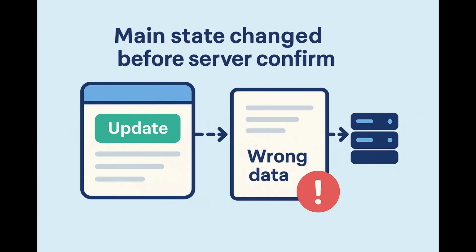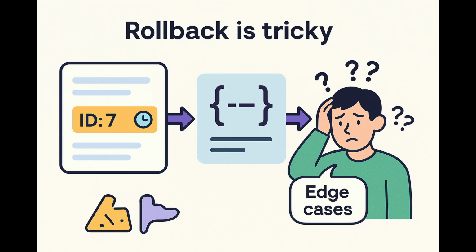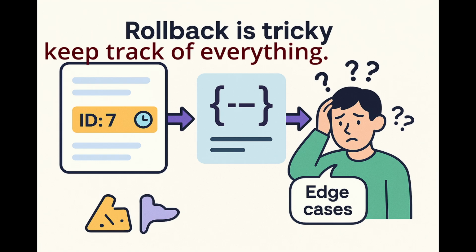Now there are a few drawbacks to this. First, you change the main state before the server confirms. If another part of the app is reading that state, it might show the wrong data for a moment. Second, the rollback is tricky. You must remember the temporary ID you inserted and write code to delete or replace it later. It's easy to miss edge cases.